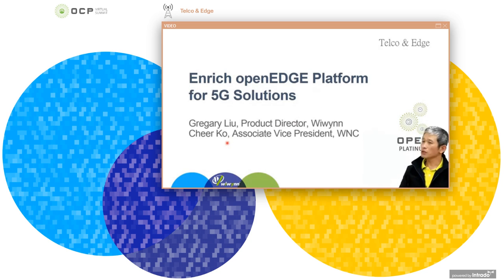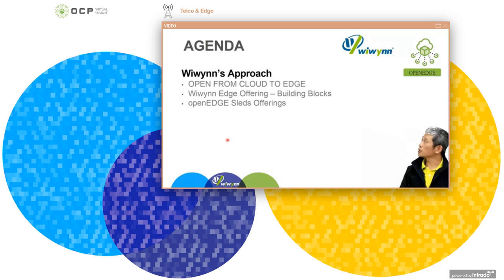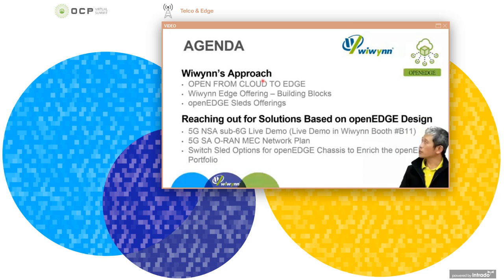In this presentation, as we worked with WNC on the switch sled concept, Chirko is invited to co-present here. Our agenda focuses on two parts. The first one is Wiwynn's approach for Edge, including the way we are moving forward, and I will give more details in the next slides. The second one is Wiwynn's reaching out for solutions based on openEDGE design.